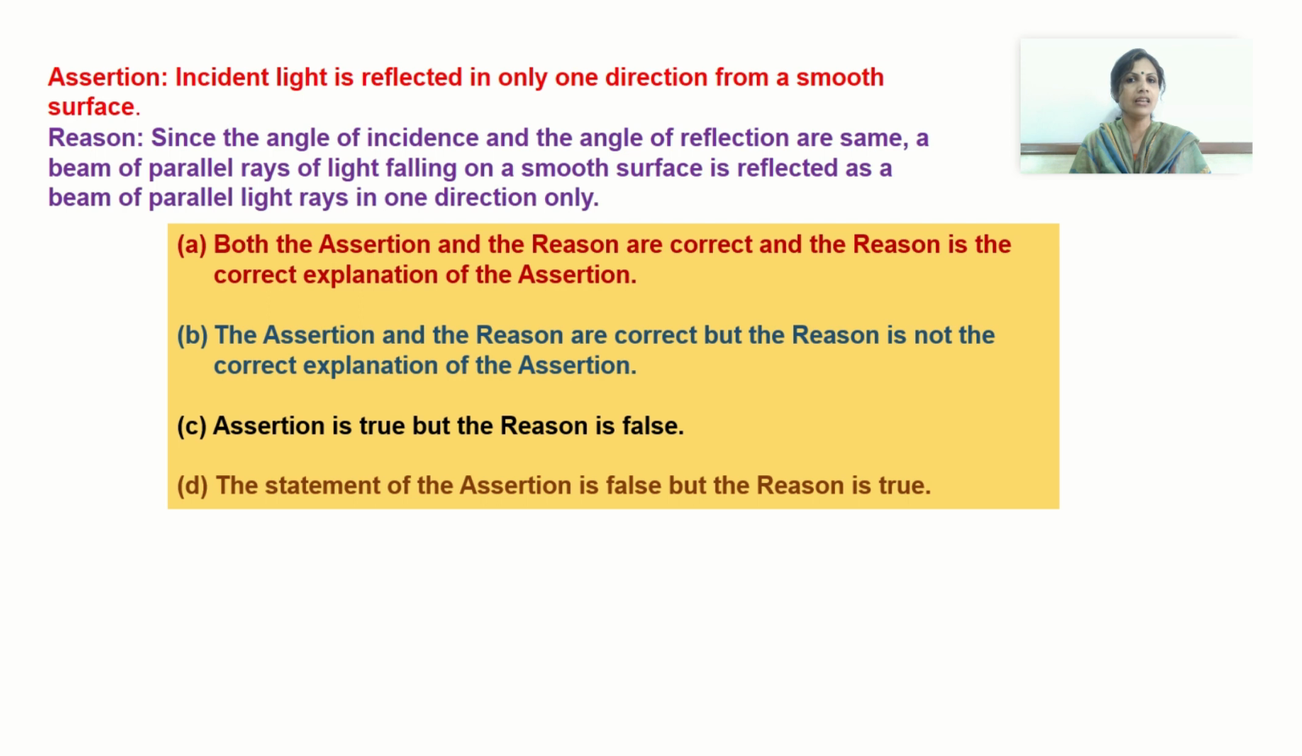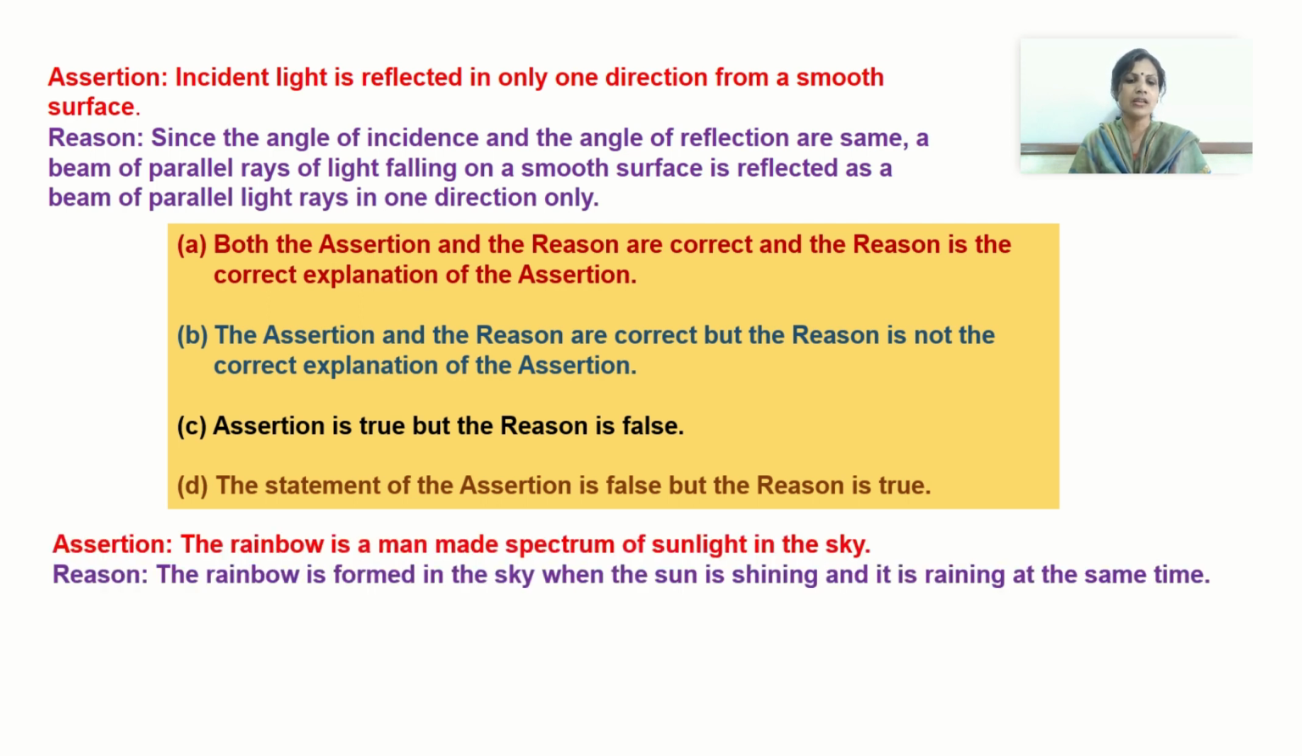Let's have a look at the next set of assertion and reason. Assertion is the rainbow is a man-made spectrum of sunlight in the sky.